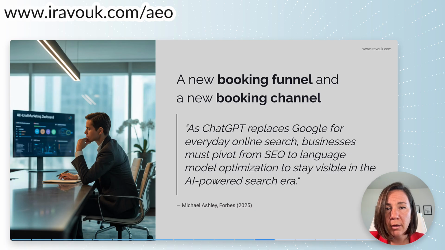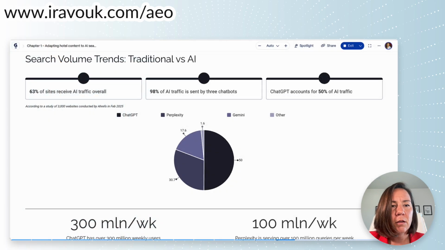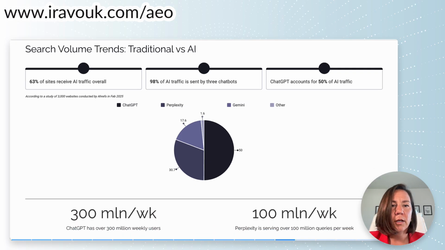In short, AI search is rewriting the rules of hotel visibility. Based on the study of 3,000 websites conducted by Ahrefs in February 2025, 63% of sites receive AI traffic overall. So not everyone, but still a big portion. 98% of all AI traffic is sent by 3 chatbots. ChatGPT is leading the pack, accounting for 50% of all AI traffic. Perplexity is second, and then Gemini. Everybody else is really not playing a big role in it.